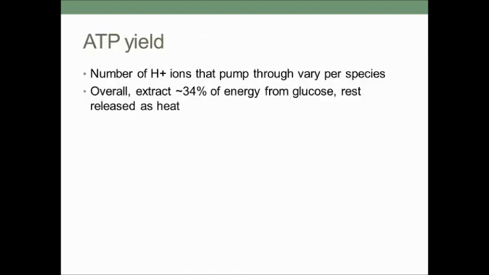The number of ions that pump across that mitochondrial membrane depends on the species. We extract about 34% of the energy from glucose, and the rest is released as heat energy, which, as we know, is unusable. So for all of the effort that it took for us to make that energy, it's a pretty inefficient process.